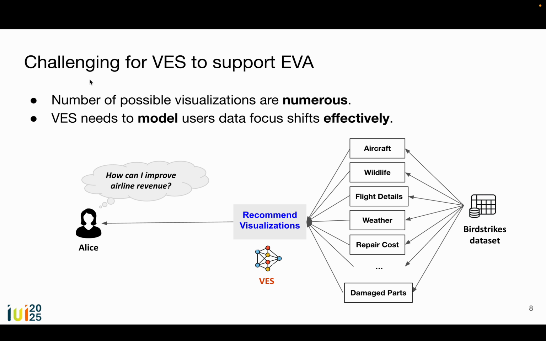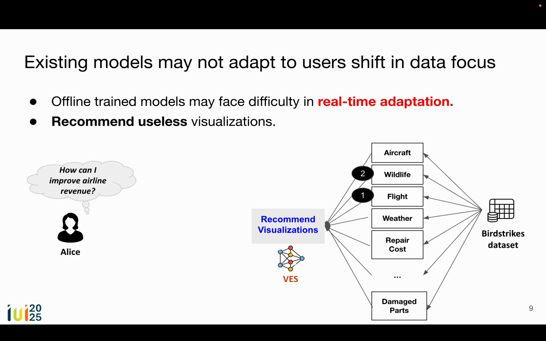But it is challenging for the VES to support EVA because there are lots of different data areas and the number of possible visualizations are numerous. That's why the VES needs to model users' data focus shifts effectively. Now, existing models may not adapt to users' shift in data focus. Especially, the offline trained models may face difficulty in real time adaptation.